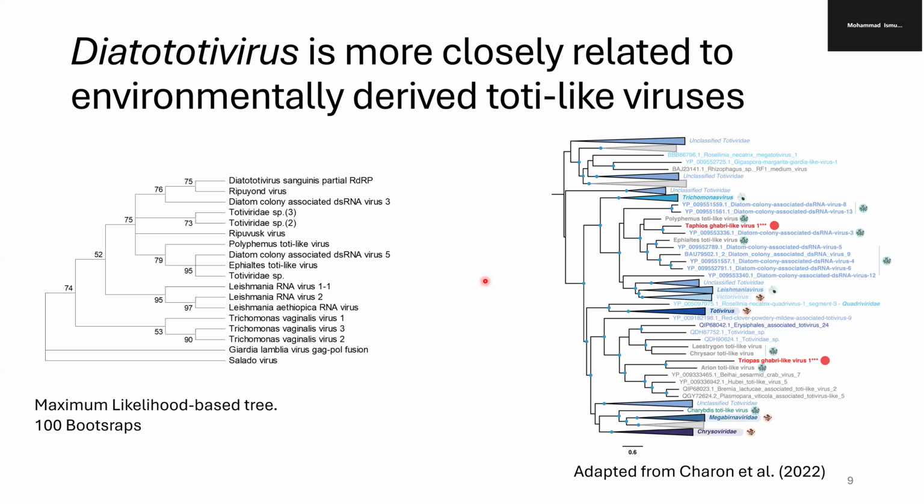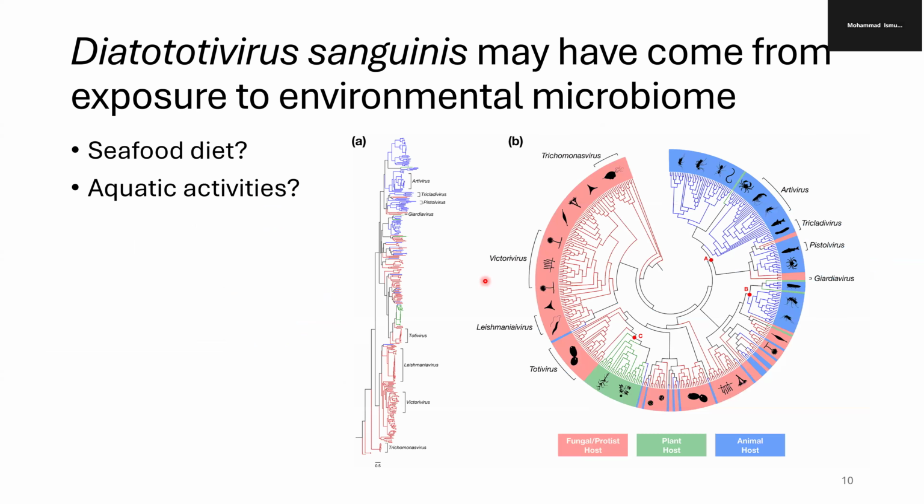From our phylogenetic analysis, we can infer that Diatototivirus sanguinis from our sample may have come not from Leishmania-related events, but instead from exposure to the environmental microbiome. For example, maybe it's from a seafood diet, because many totiviruses are known to infect fungi and protozoans. They're associated with fish, with marine arthropods and insects, and this virus may also have come from aquatic activities.